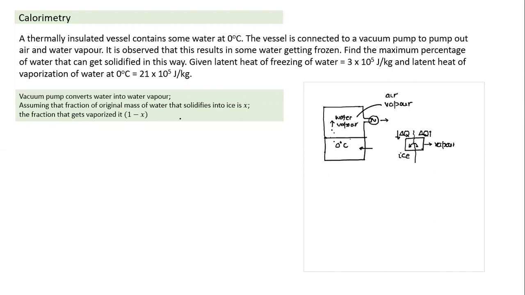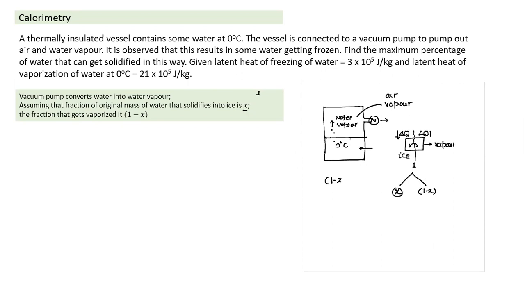So let's assume the fraction of the original mass, so x fraction gets solidified. So if we have total 1, and x gets solidified, which part is vaporized? The remaining part is vaporized here. So out of 1, some part has turned into vapor. How much is the vapor part? 1 minus x fraction, and this is x fraction.